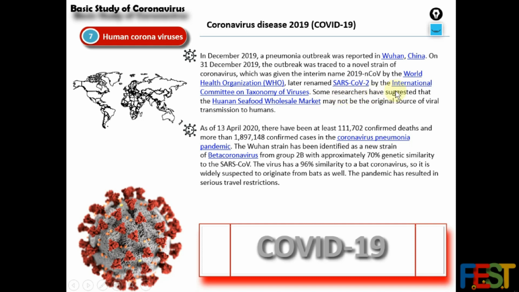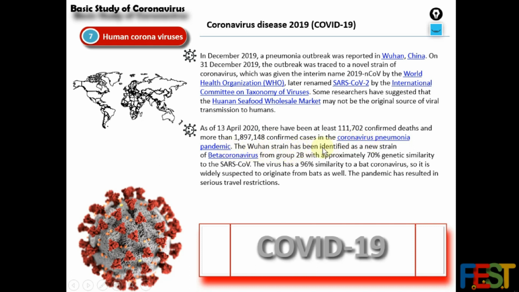Some researchers have suggested that the Huanan seafood wholesale market may not be the origin source of viral transmission to humans. As of 13 April 2020, there have been at least 111,702 confirmed deaths and more than 1 million confirmed cases in the coronavirus pneumonia pandemic.